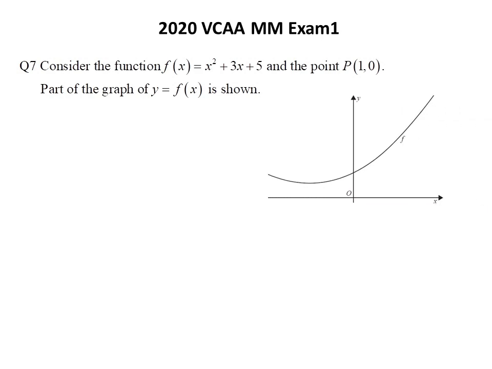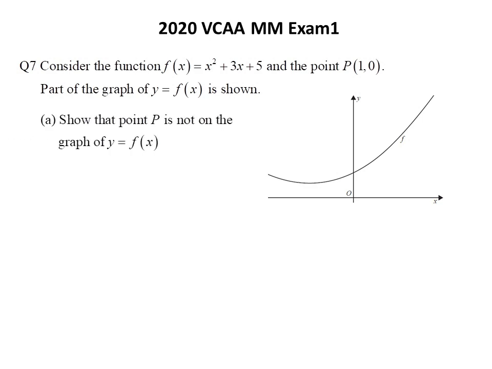It is a long short answer question and it starts with a given function f of x which equals x squared plus 3x plus 5. Apart from the rule of f of x, there is also a given point P which has the coordinates 1, 0. Part of the graph of the function y equals f of x is shown on the screen. There are 3 parts in question 7.